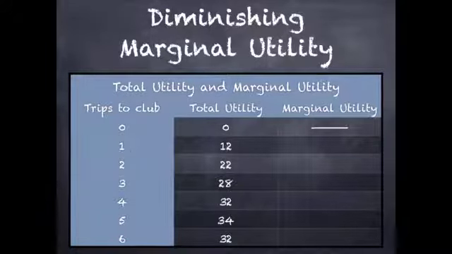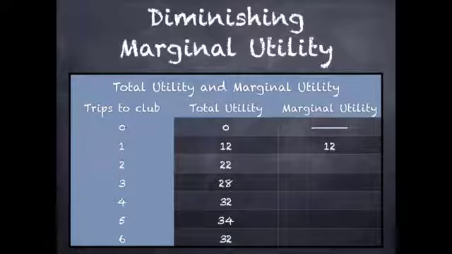But our first visit to the club yields 12 units of total utility. That means that our total utility increased from 0 to 12, right? We had 0 club visits, which gave us 0 units of utility. We went to the club once, and our total utility increased by 12 units. So the marginal utility of that first trip to the club is equal to 12. It's 12 minus the 0 units of total utility from not visiting the club.